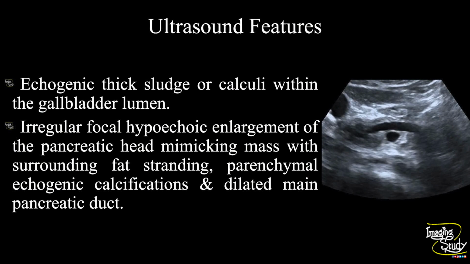So in summary, echogenic thick sludge or calculi noted within the gallbladder lumen. Irregular focal hypoechoic enlargement of the pancreatic head mimicking the mass lesion is noted with surrounding fat stranding, parenchymal echogenic calcifications and dilated main pancreatic duct. So this feature suggests it as a case of focal acute pancreatitis.